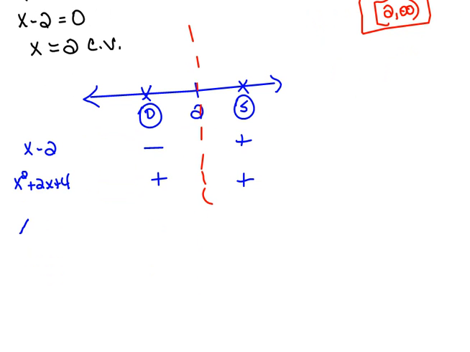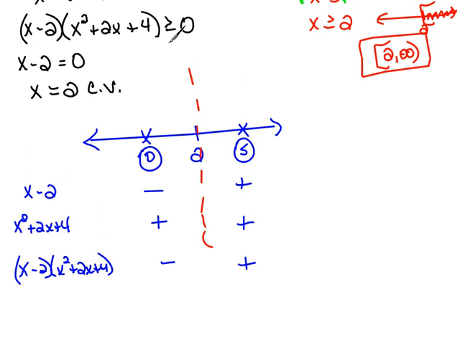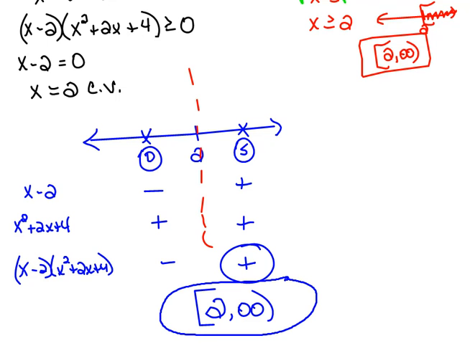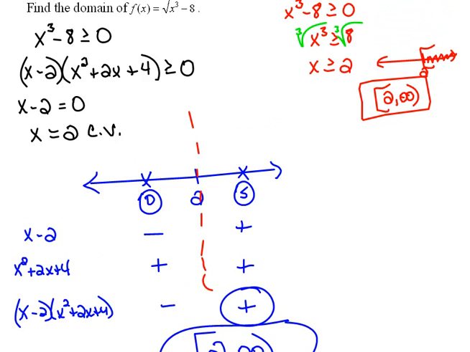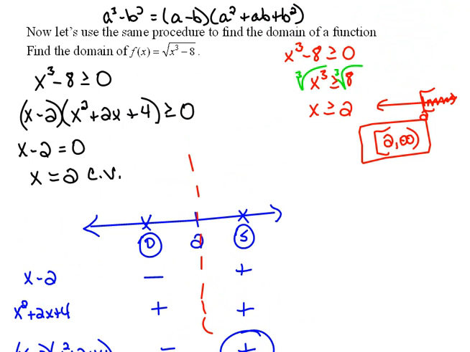So when we multiply these two things, we look at those signs. Negative times positive would be negative. Positive times positive would be positive. Now remember, we're looking for where this is greater than 0, or where it's positive. So it would be in this region right in here, starting at 2 and going to infinity. Because we had greater than or equal to, 2 gets the bracket. So we have just verified that same domain using two different methods.